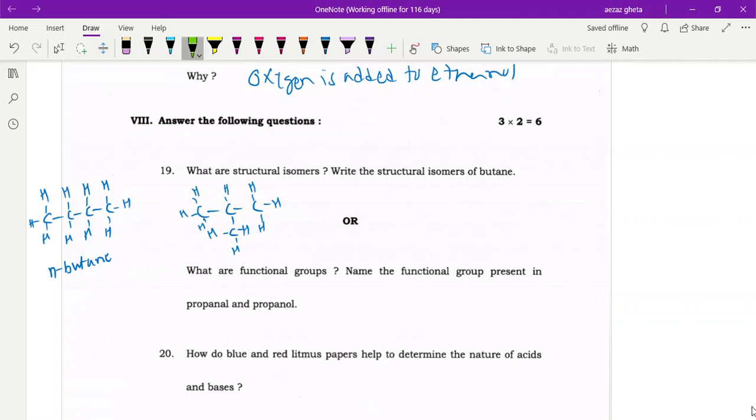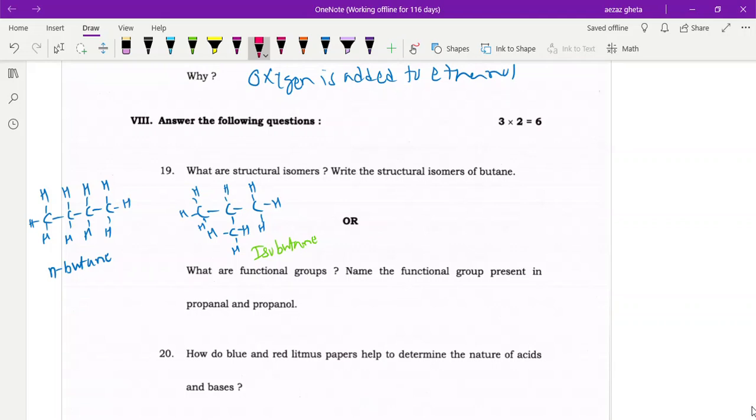So this is called isobutane. Isobutane. No, that's it, only 2 will come. 3 will not come for butane. N-butane, isobutane. For pentane, 3 will come. Neopentane will come. So for butane it will not come.